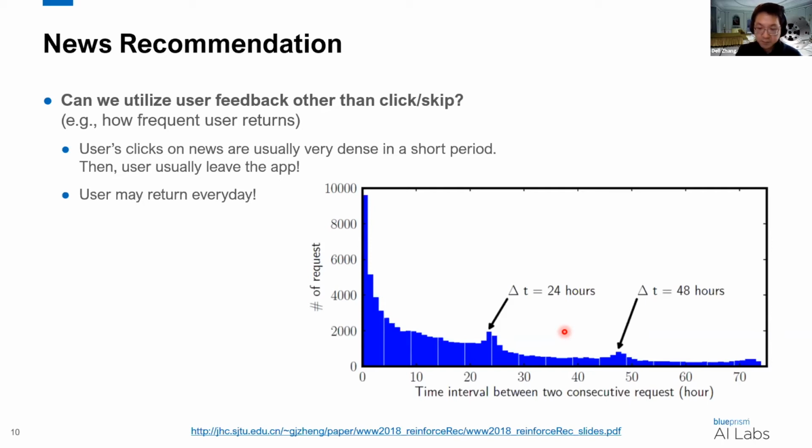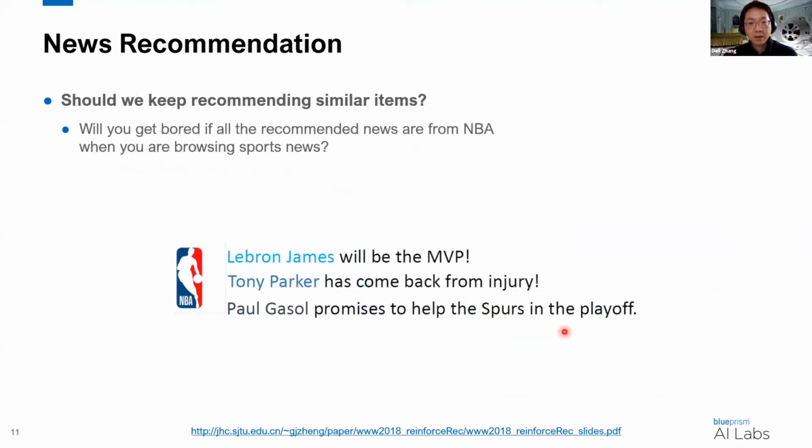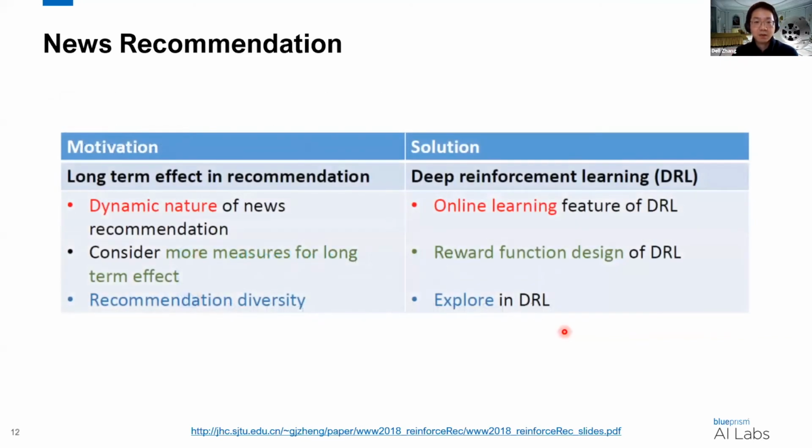And third, the user may get bored if the recommender system keeps recommending the same kind of news items. For example, if the user has seen the news report about Kobe Bryant, he or she might be interested in basketball, but if we only recommend news items about the NBA, then it may not be desirable. So these are some of the motivations for people to look into the usage of deep reinforcement learning.